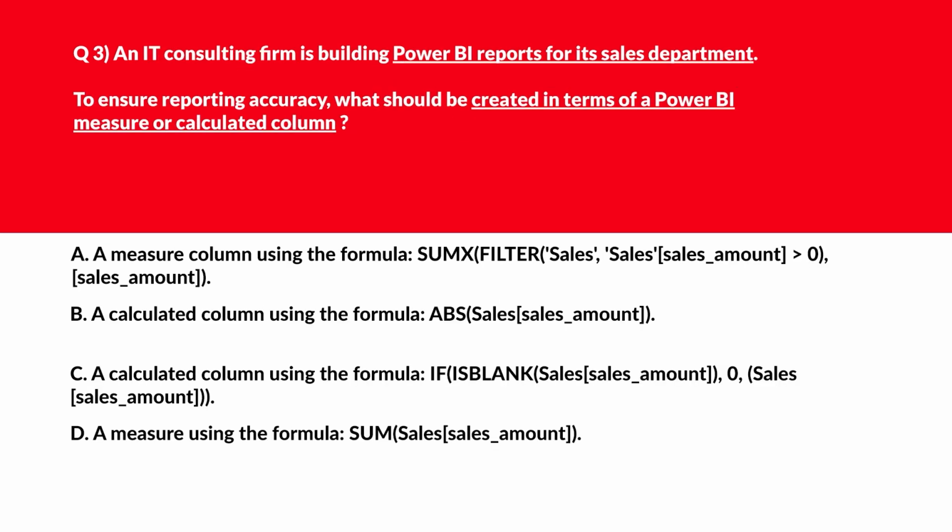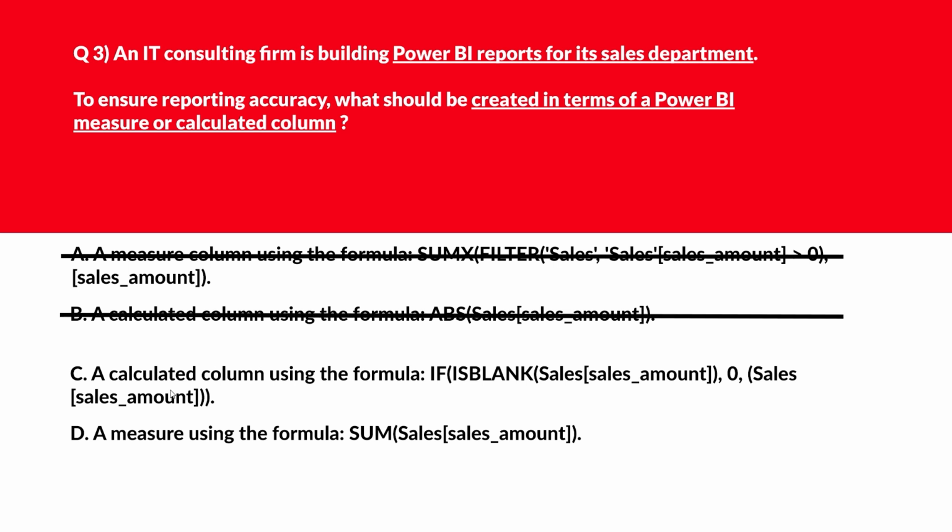Let's now look at this question. We need to make sure of reporting accuracy. What should be created in terms of a Power BI measure or calculated column? Option A, sum x with filter adds unnecessary complexity when the requirement is handling blanks. Incorrect. Option B, ABS only converts negative values to positive, which doesn't solve missing data issues. Incorrect.